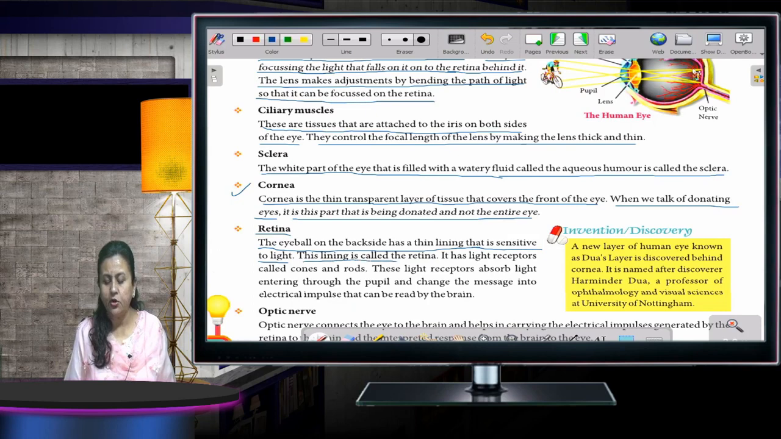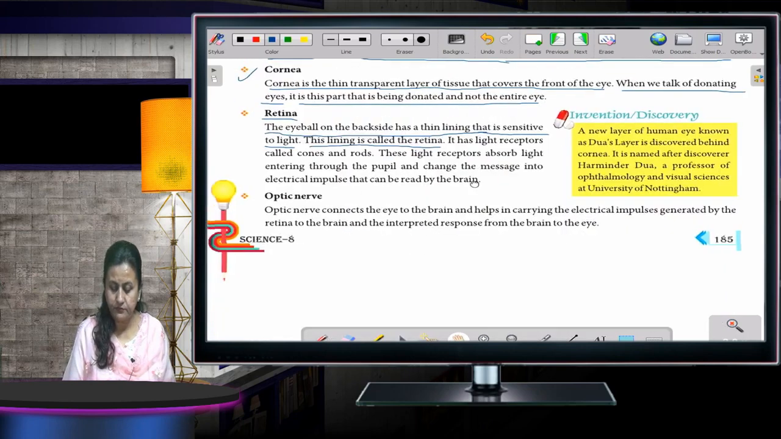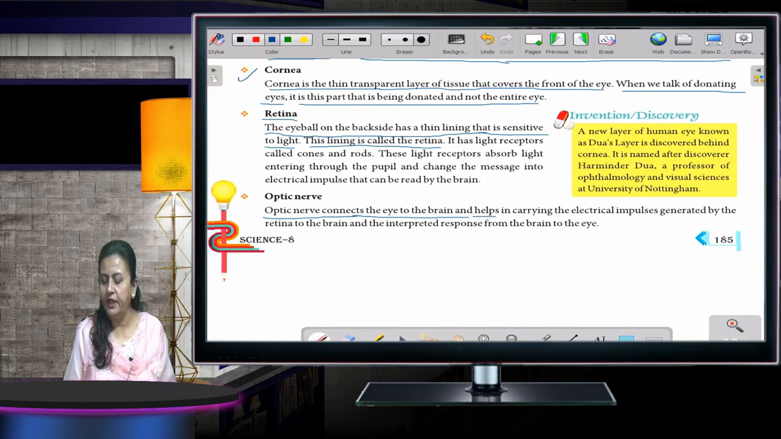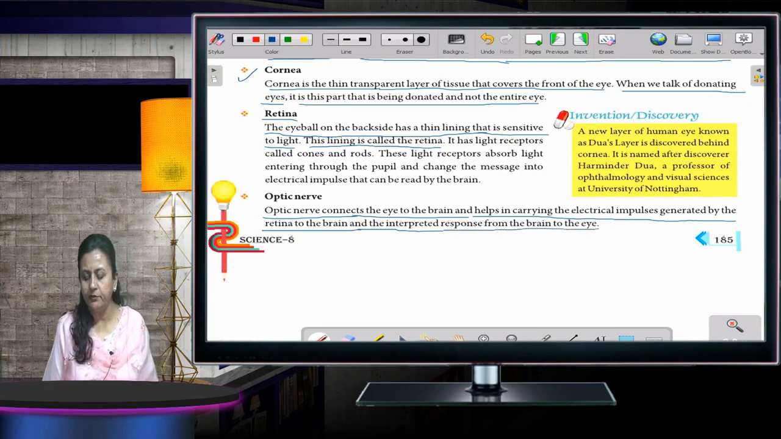This lining is called the retina. Now optic nerve. The optic nerve connects the eye to the brain and helps in carrying the electrical impulses generated by the retina to the brain and the interpreted response from the brain to the eye. Fine.